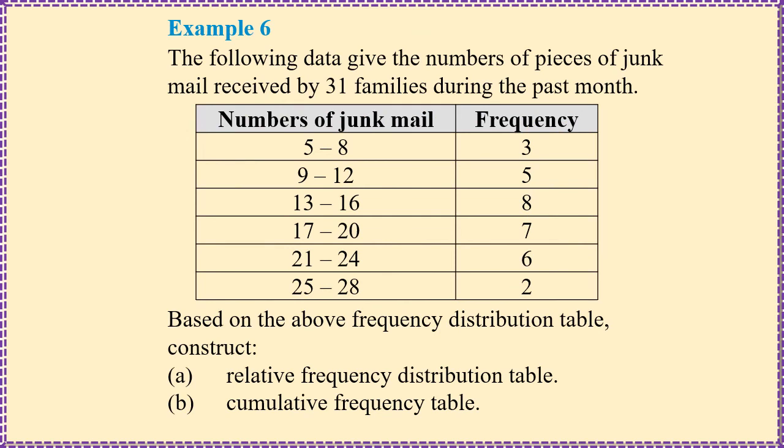So let's see example 6. The following data give the number of pieces of junk mail received by 31 families during the past month. So we have classes of 5 to 8 junk mail. So we have a 3. So 3 families have 5 to 8 junk mail. And so on up to 25 to 28 junk mail. We have two families with this number of junk mail. So based on the above frequency distribution table, construct relative frequency distribution table and cumulative frequency table.